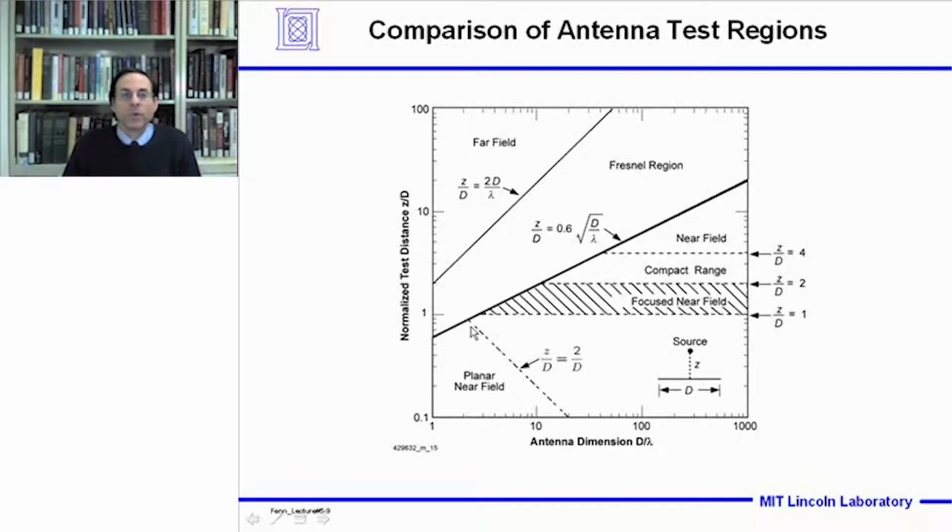Another technique which is commonly used to evaluate phased array antennas would be the planar near field scanning technique. But the planar near field scanning technique is not a real-time technique and would not be useful for adaptive nulling measurements.